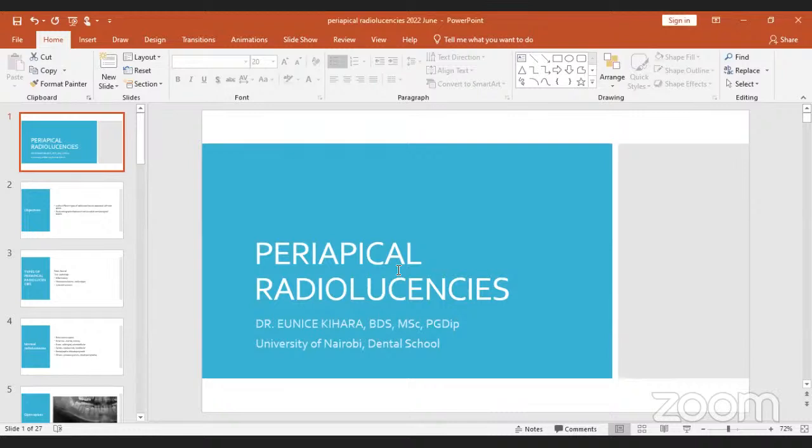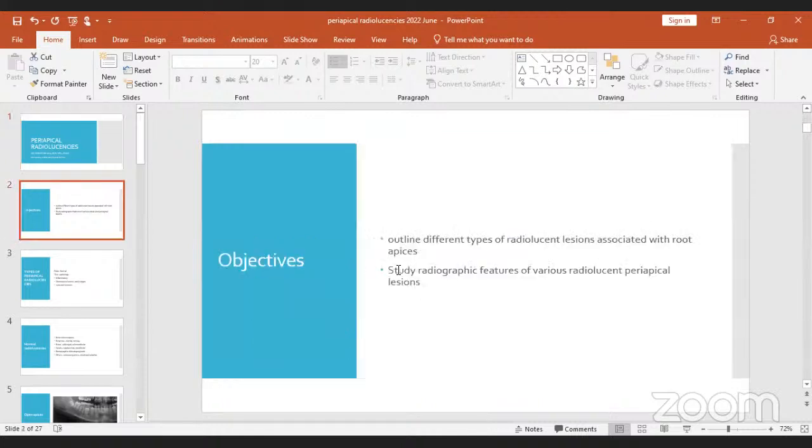Okay, let's go ahead. So we'll be looking at our periapical radiolucencies, the commonest. Our objectives will be to outline different types of radiolucent lesions associated with root apices, and also study the radiographic features of various radiolucent periapical lesions.